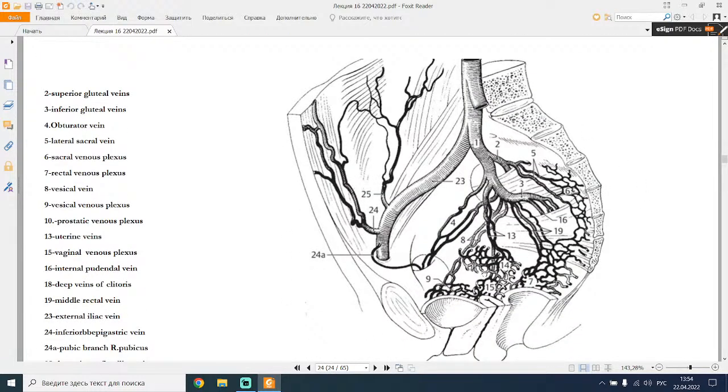You see this plexus venosus of the organ of the pelvis. This is the plexus uterina, uterus. This is vaginal venosus plexus. This is vesical venosus plexus. This is rectal venous plexus.